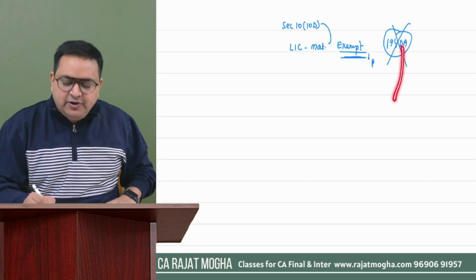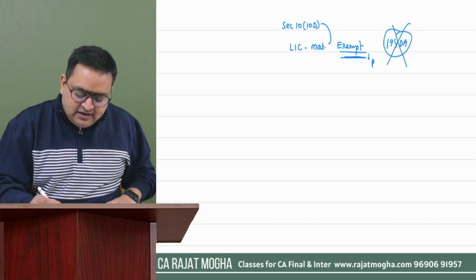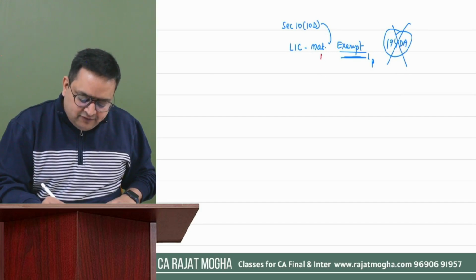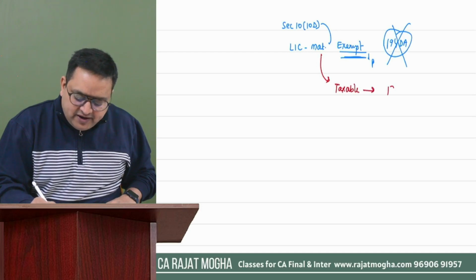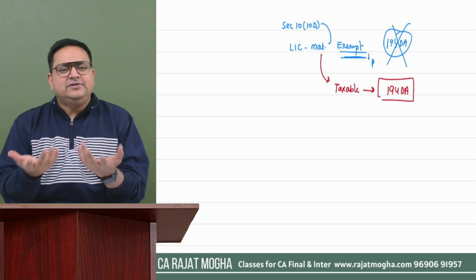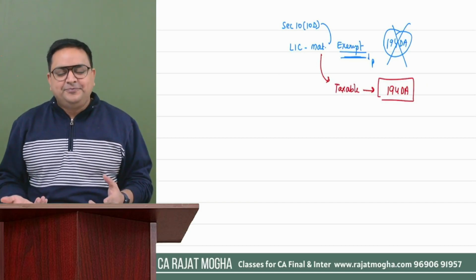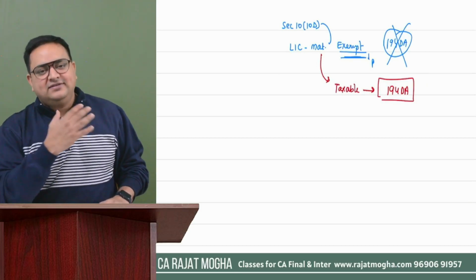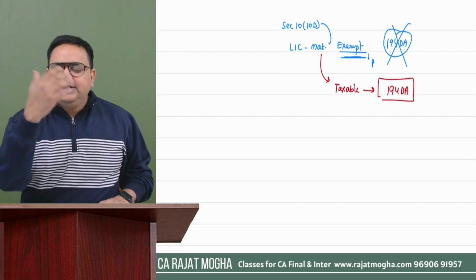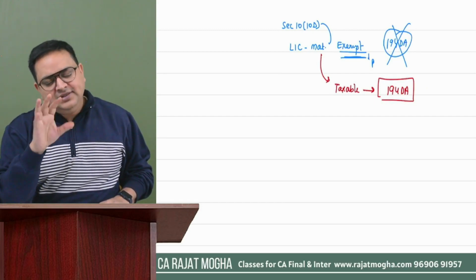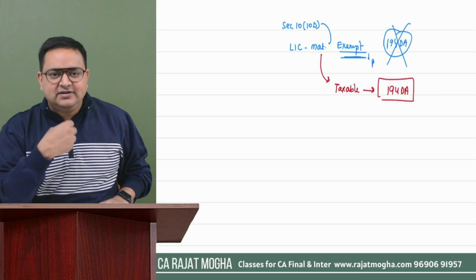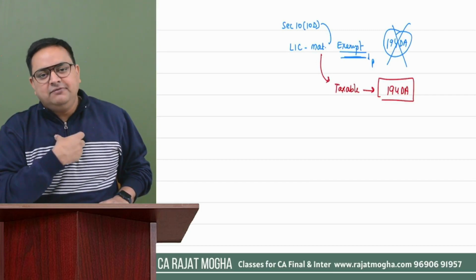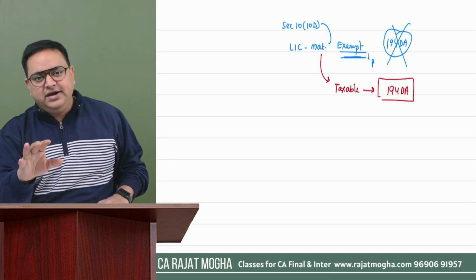194DA can only come into picture if this LIC amount is taxable. If this maturity amount is taxable, then only 194DA will come into picture, so we can deduct TDS. This is a simple thumb rule. This is a simple logic. If anything is taxable in my hands, then the person who is paying this amount can deduct TDS. Why? Because it is taxable for me. But if it is exempt for me, that person is not going to deduct TDS.